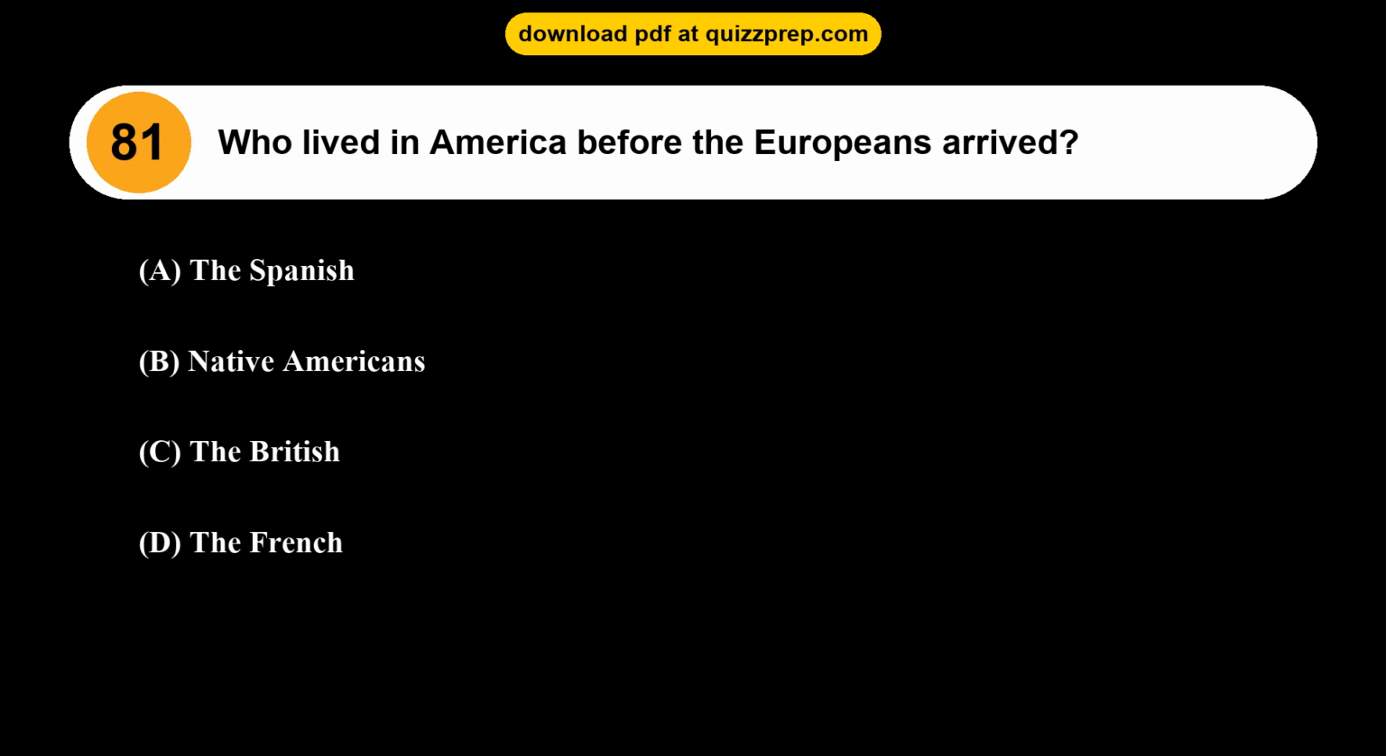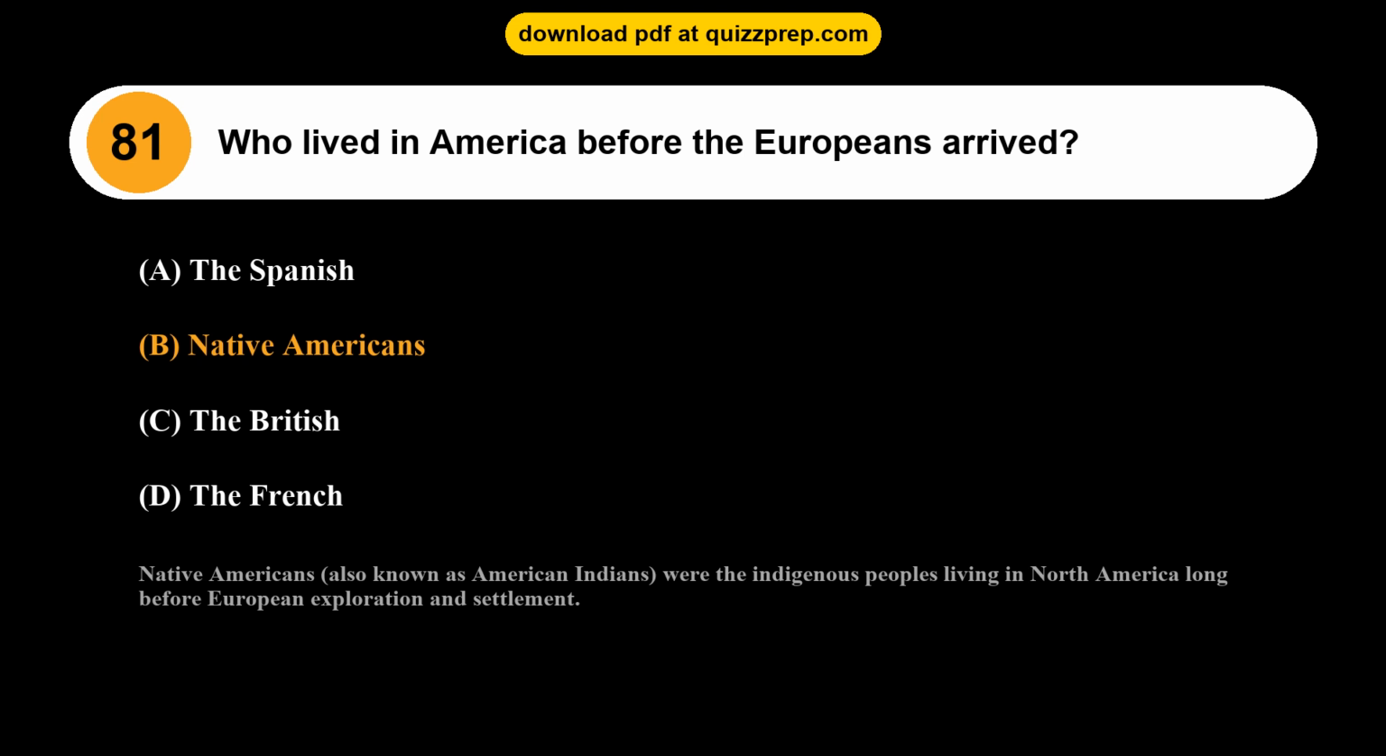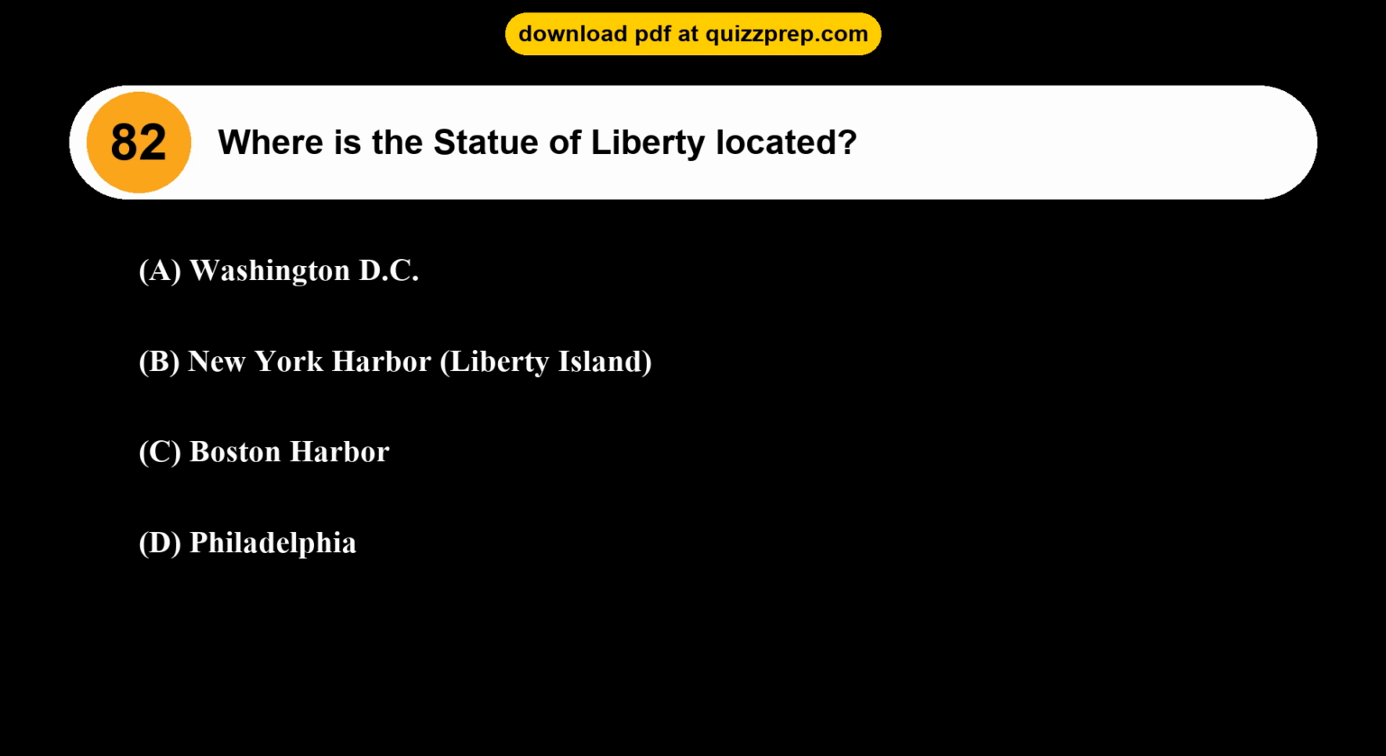Question 81. Who lived in America before the Europeans arrived? Option A, the Spanish. Option B, Native Americans. Option C, the British. Option D, the French. The correct answer is option B, Native Americans. Native Americans, also known as American Indians, were the indigenous peoples living in North America long before European exploration and settlement.